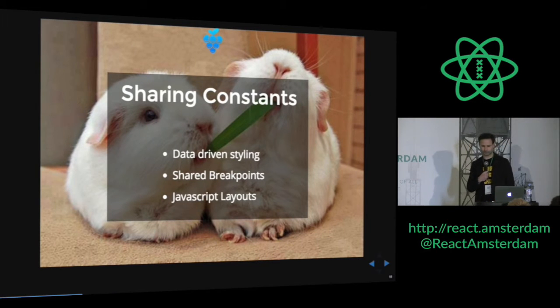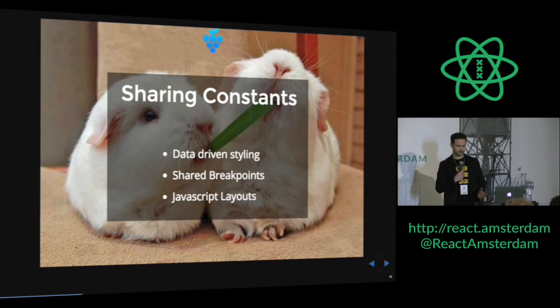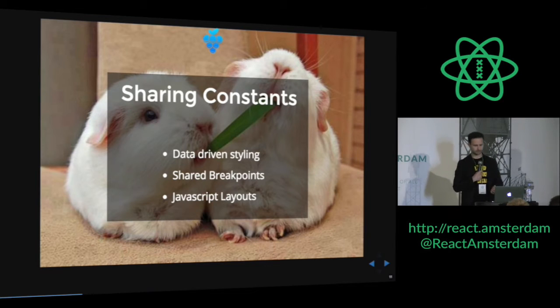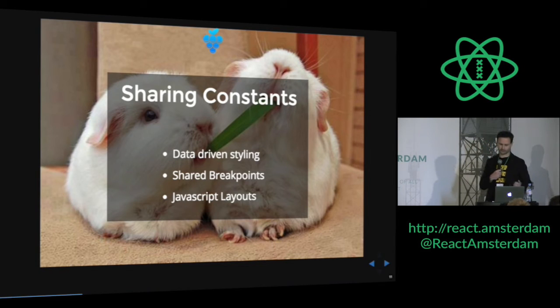Another use case is sharing constants. I tried to find some practical use cases for sharing constants between JavaScript and CSS. There are some. For example, data-driven styling, which means once a user can influence the representation, for example, to choose a theme or something, you need to apply their change to the entire style sheets. Basically, you would need to render your style sheets at runtime.